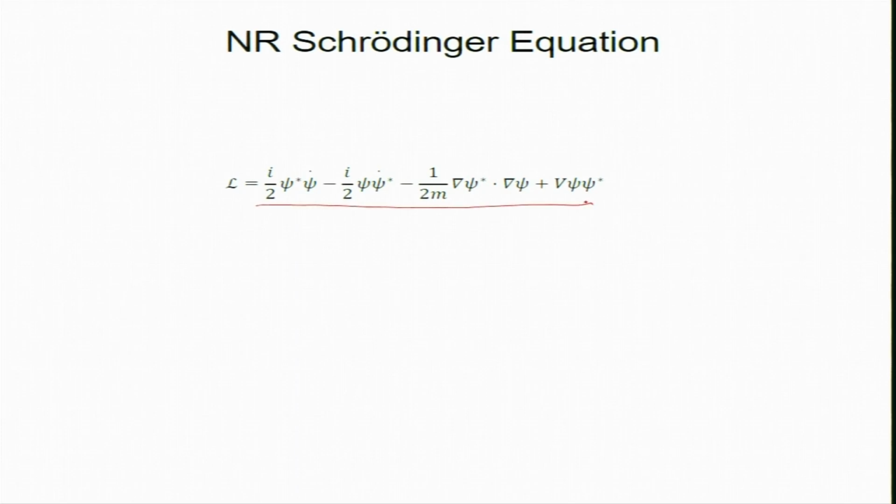This may be guessed, it is coming from the Laplacian term, this will give you the Laplacian, this will give us V psi, but this term gives you i h bar d by dt of psi. Okay. So, this looks reasonably complicated, i by 2 psi star psi dot minus i by 2 psi dot psi star. These are time derivatives. Now, let us try to derive the equation of motion.